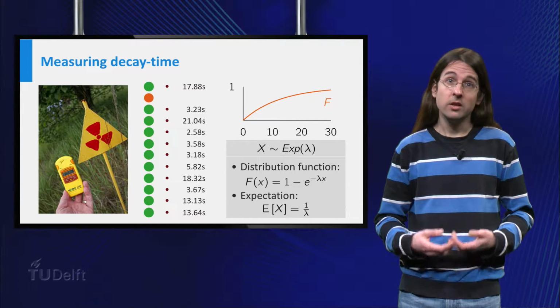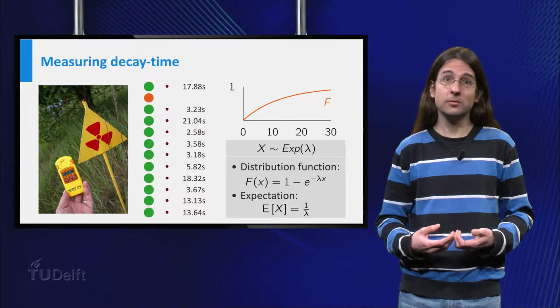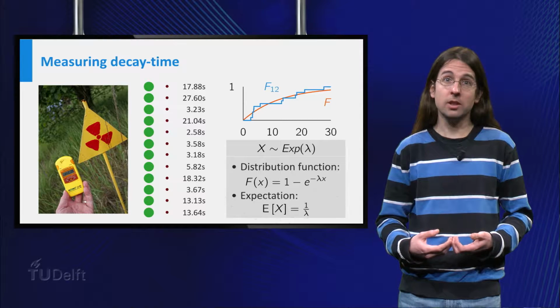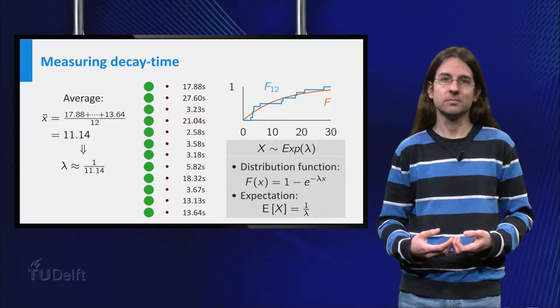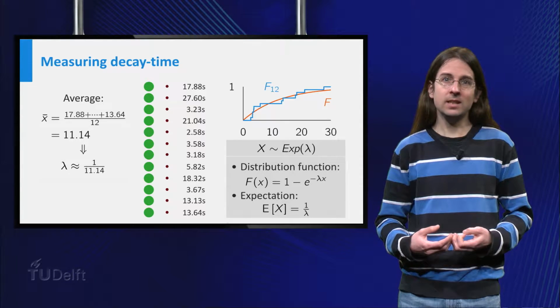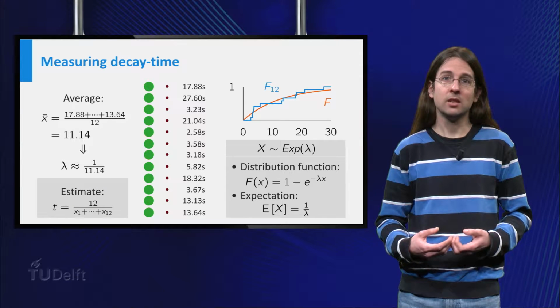Well, you know that the expected value of the decay time equals 1 over lambda. And by the law of large numbers, you know that the average decay time approaches the expectation after taking sufficiently many measurements. Thus, a good estimate for the value of lambda might be 1 over the average decay time.